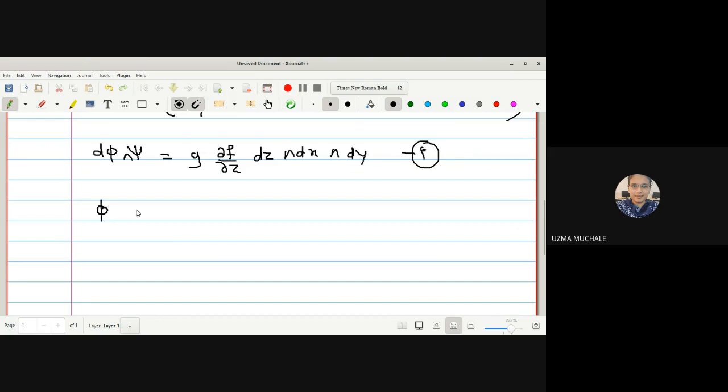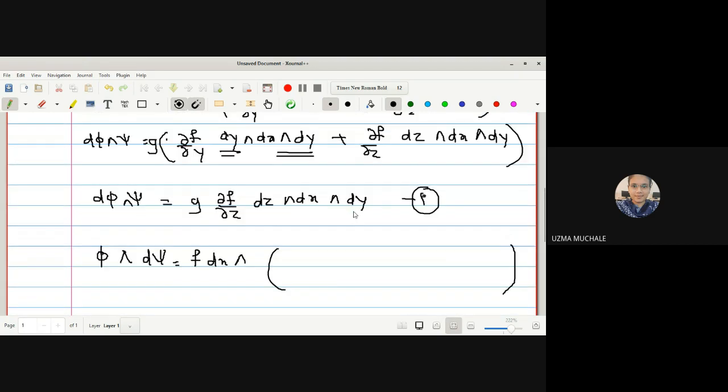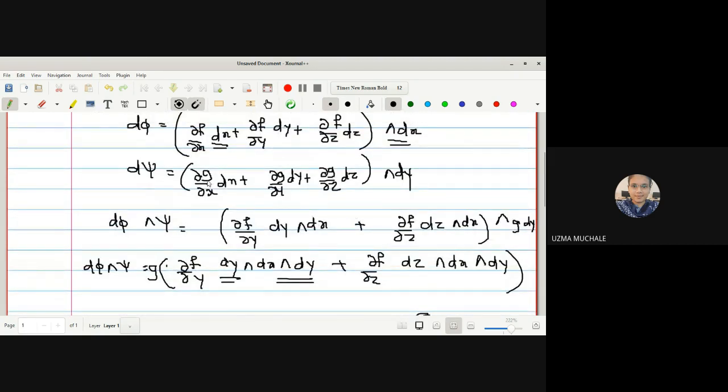What is the next step? We have to find out the value of phi wedge product with d psi. Phi is with us. What is the value of f dx wedge product with d psi? D psi also we have calculated. What is the value of d psi? Now we'll write down directly instead of writing every step.